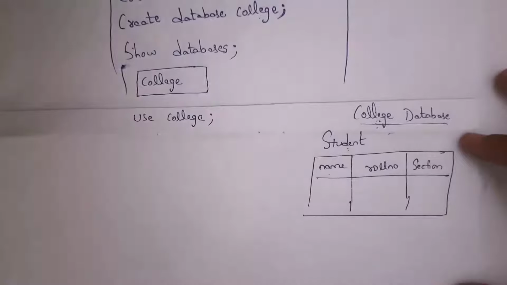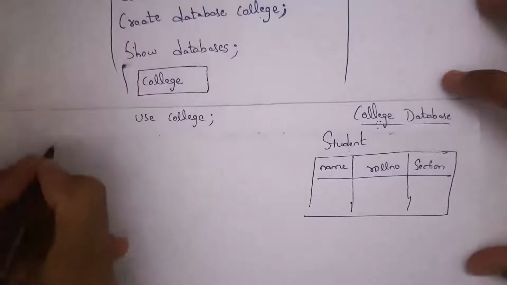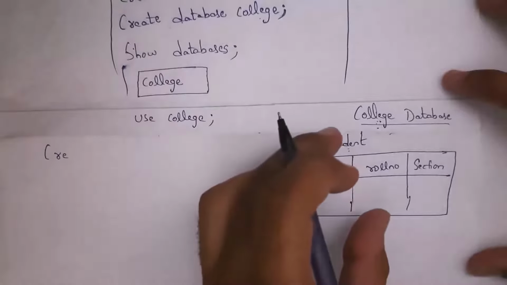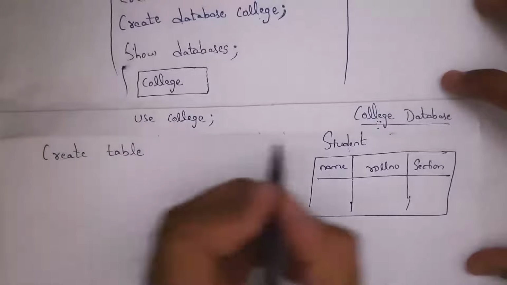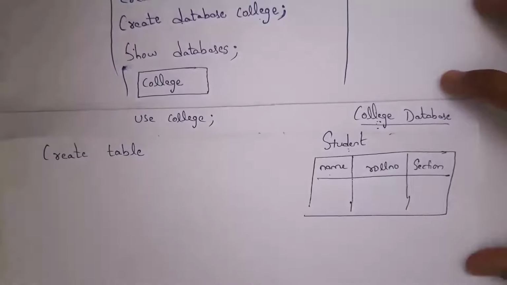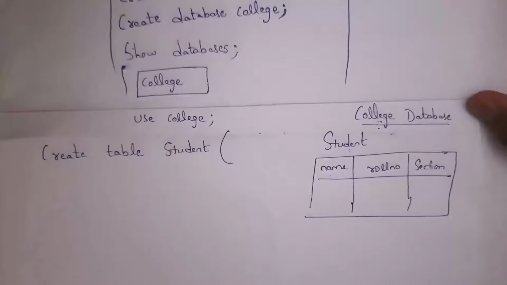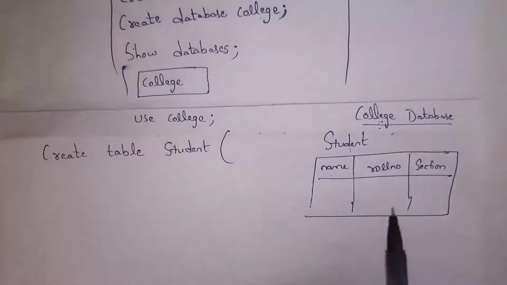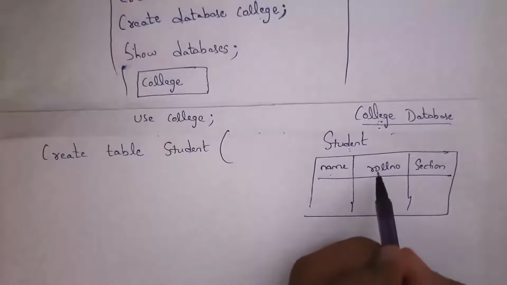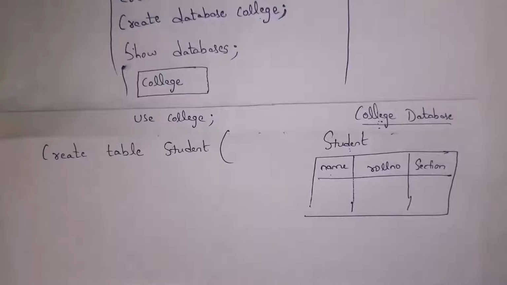Now we will create student table. So just write here create. In order to create student table, you need to use create command. So just write here create table, and I want to give table name as student. So just write here student, open bracket. Now inside this student table, I want to create 3 columns. One column is name, next column is roll number, and next column is section.